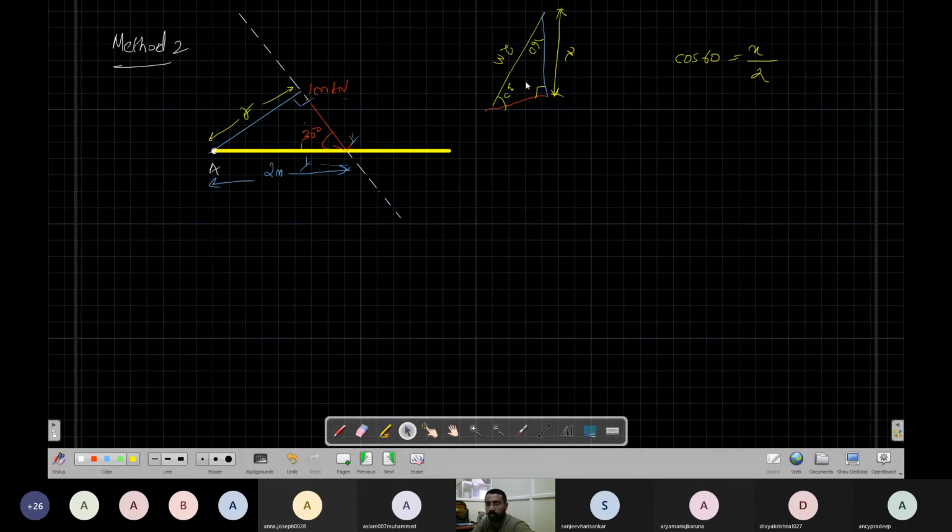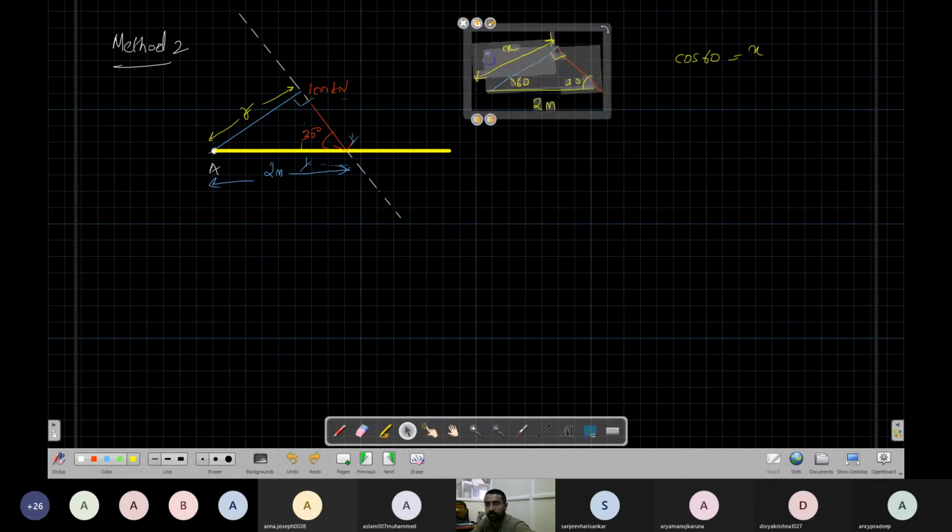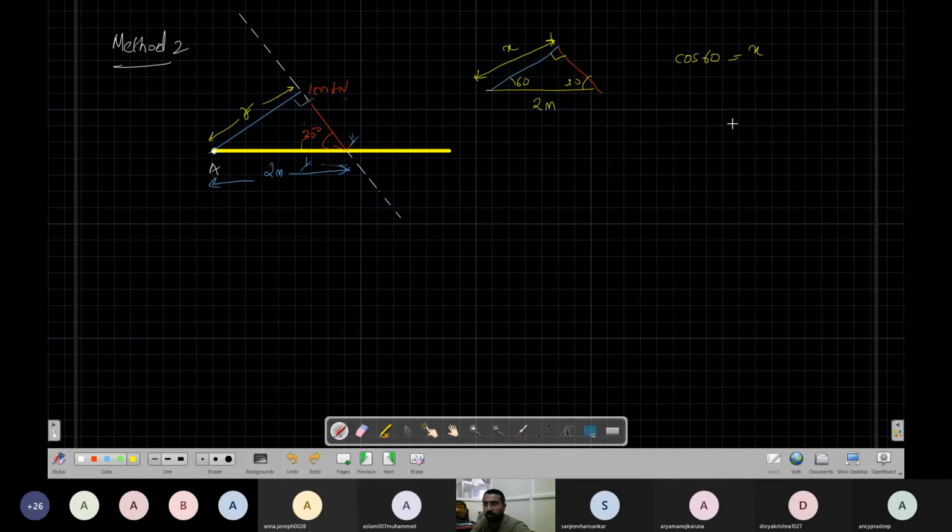Cos is the side adjacent divided by the hypotenuse. So x by 2, okay, x is equal to 2 cos 60, right? 2 cos 60. It is half. 2 into half is equal to 1. So that is the distance, r, or x. I should have used x here, okay, I'll use x. So this distance is 1 meter.